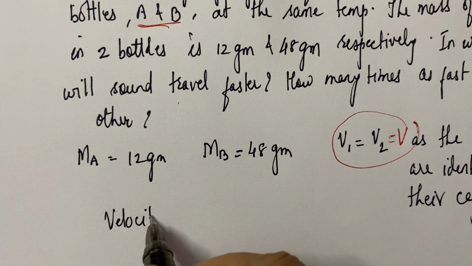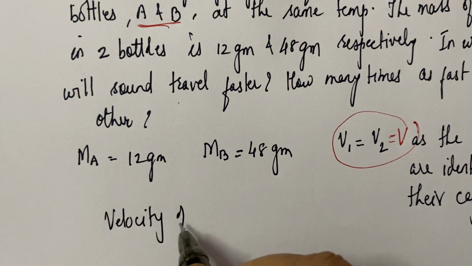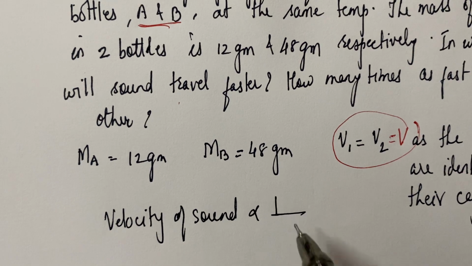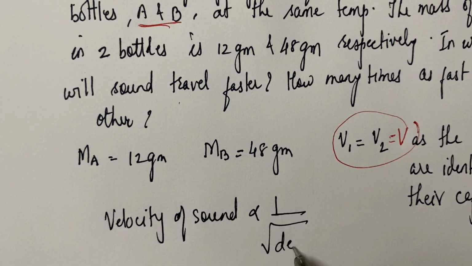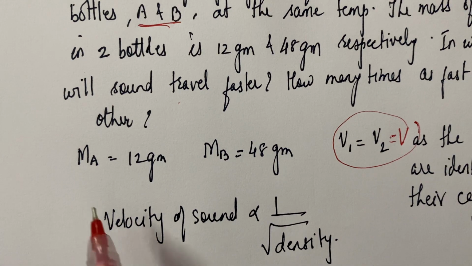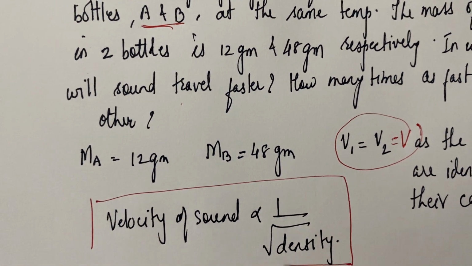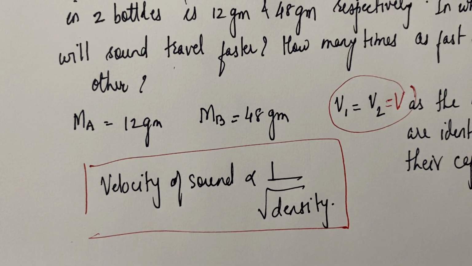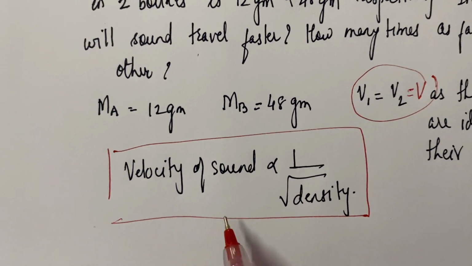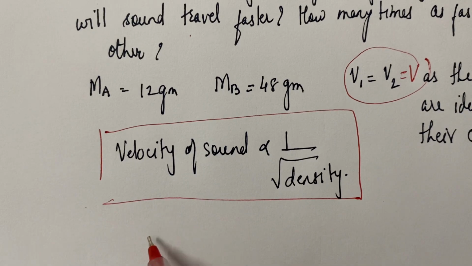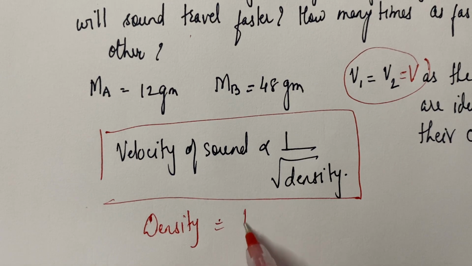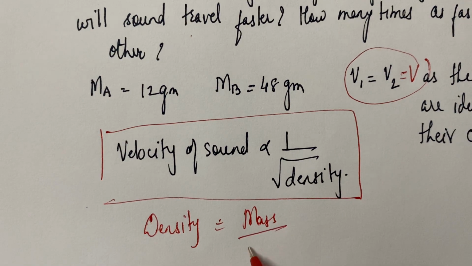Velocity of sound is inversely proportional to the square root of density. This is the relation we have to use, हमको ये relation use करना है, ठीक है. लेकिन पहले हम क्या करेंगे? Density ले लेंगे. Density is mass upon volume. Now this is the formula. Density is equal to mass upon volume.